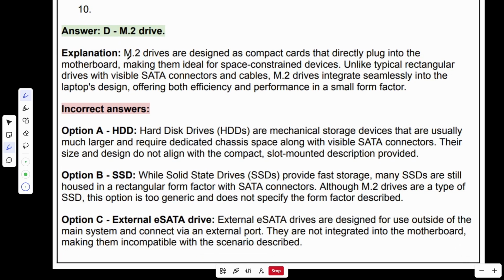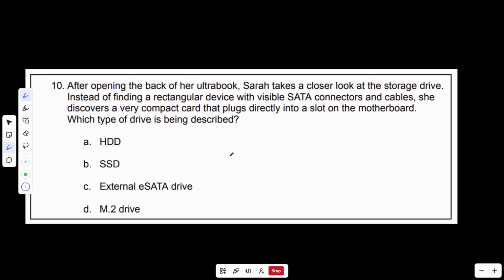So guys, your M2 drives, we looked at them before, right? They're designed as compact cards that directly plug into the motherboard. That was one of the key giveaways, right? It plugs directly into the motherboard. It's not through a SATA connector, straight into the motherboard. That made this the most likely choice there. So they integrate seamlessly into the laptop's design, going straight into the motherboard, all right? That was the key giveaway, right? It is not a rectangular device with SATA connectors.